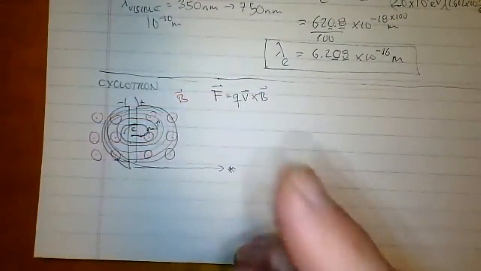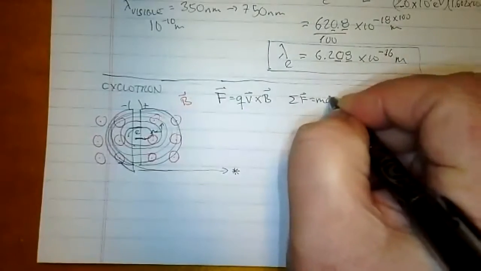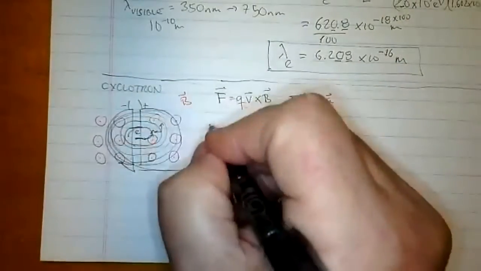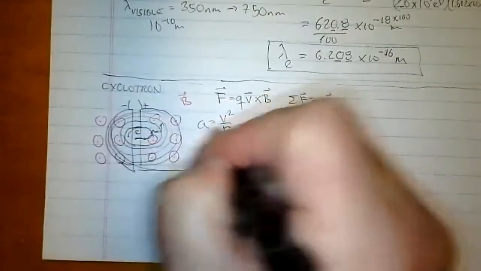Okay. So Newton's second law, the summation of forces is equal to mass times acceleration. And the fact that this is going in a circle means that the acceleration is supposed to be v squared over r, where r is the radius of a given circle.